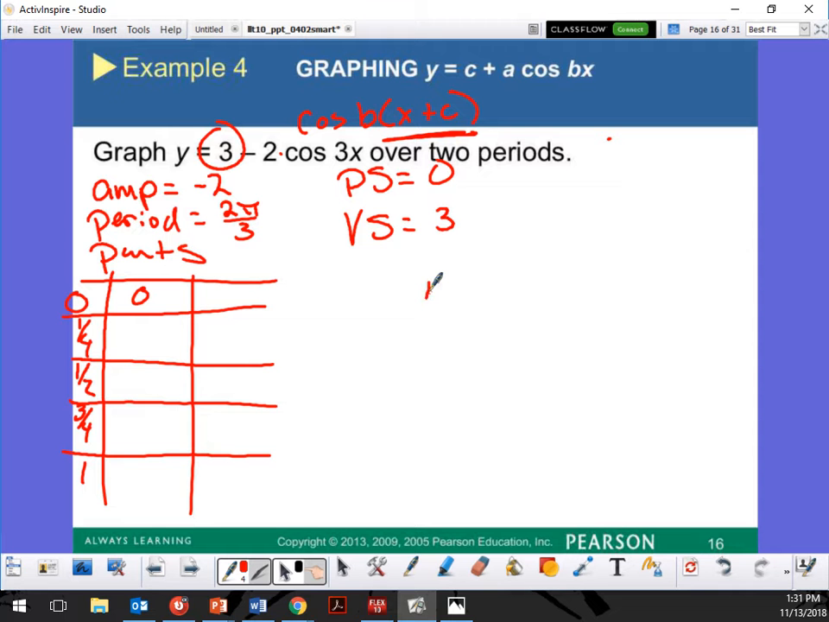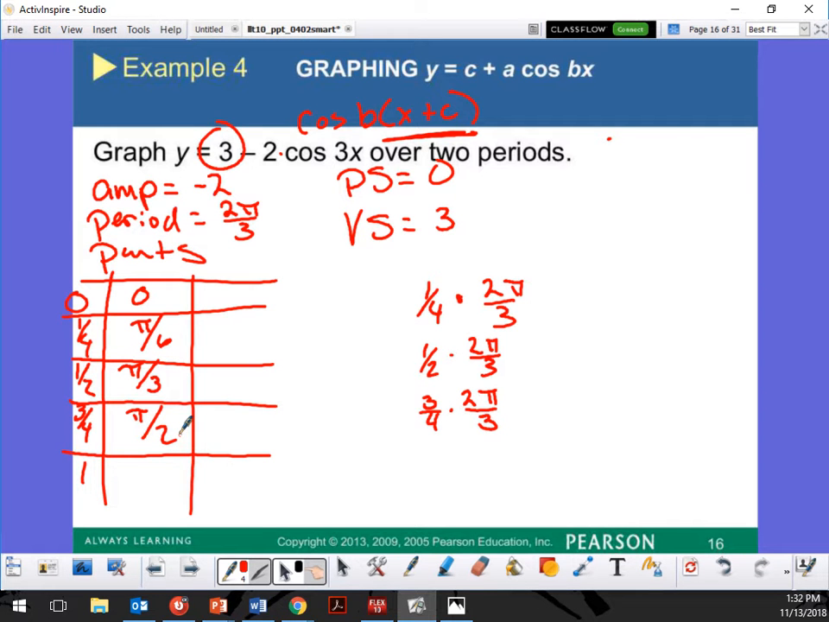Next one's going to be quarter times 2 pi over 3. Pi over 6. Very good. 1/2 times 2 pi over 3. Pi over 3. 3/4 times 2 pi over 3. Pi over 2. And 1 times 2 pi over 3, it's going to be 2 pi over 3.